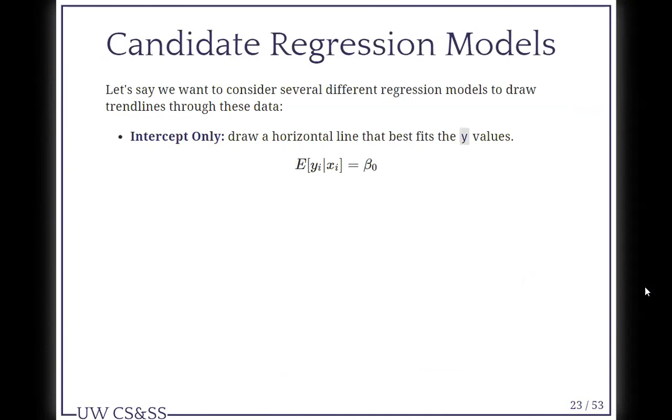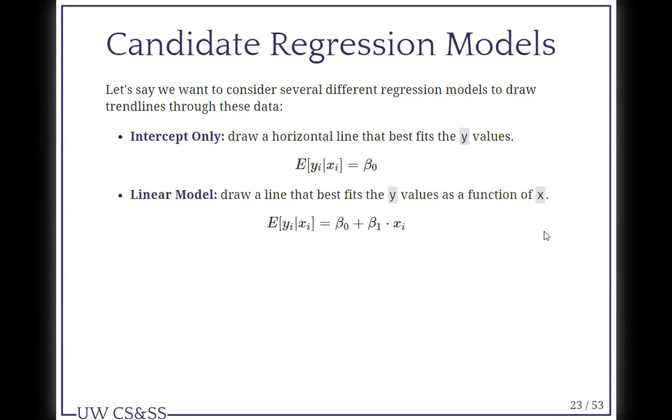So for our candidate regression models, let's say we consider several different regression models to draw trend lines through these data. Our intercept only model will draw a horizontal line that best fits the y values only. So it's like the x values don't matter here. Our linear model will draw a straight line that best fits the y values as a function of x. So here we have some intercept plus a coefficient times whatever our x is.